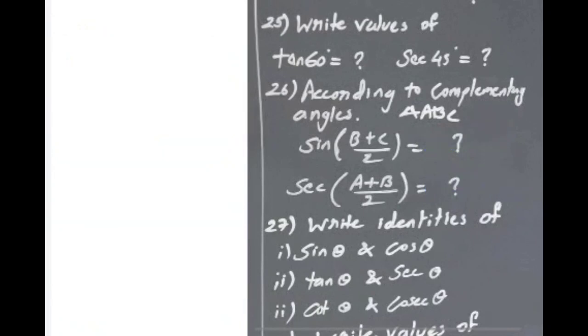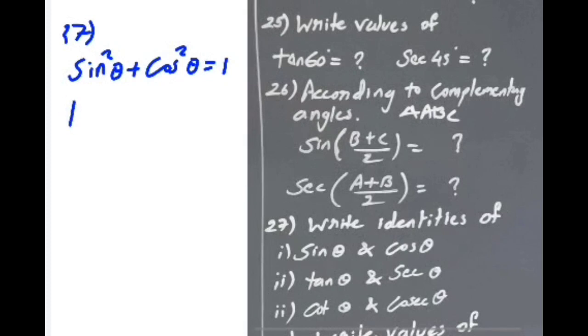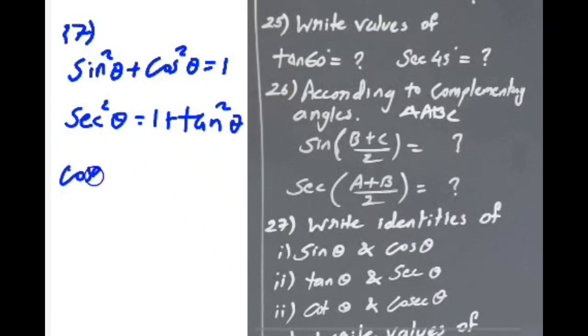Okay, let's see the 27th. Write the identities of trigonometry. The identity is sin square theta plus cos square theta equal to 1, then tan and sec. First of all let's start with sec. Let's say sec square theta is equal to 1 plus tan square theta, and last one is cosec square theta is equal to 1 plus cot square theta. Okay, now let's see the next one.